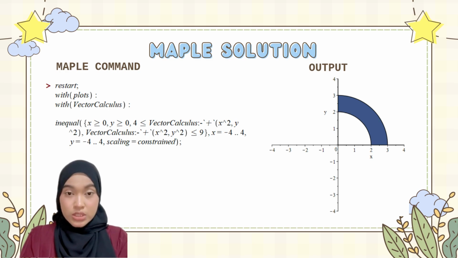To visualize the region, we use Maple's inequal command from the plots package. We define the quarter annulus using the conditions x greater than or equal to 0, y greater than or equal to 0, with the radius squared bounded between 4 and 9. This corresponds to a quarter of an annulus with inner radius 2 and outer radius 3 lying in the first quadrant. The output confirms that our region matches the one that we set up in the manual solution.